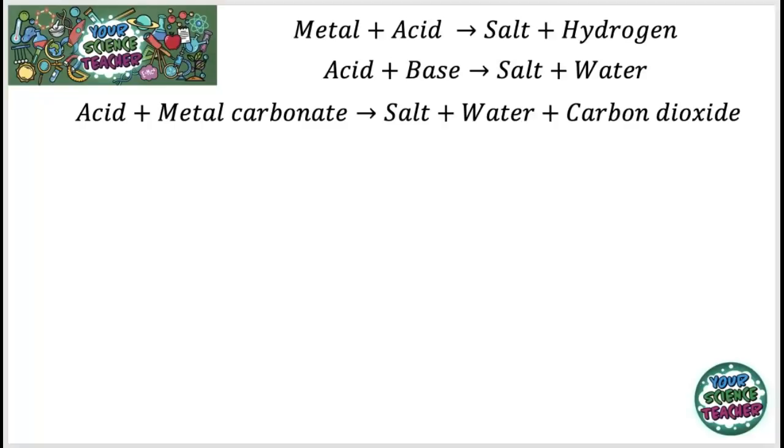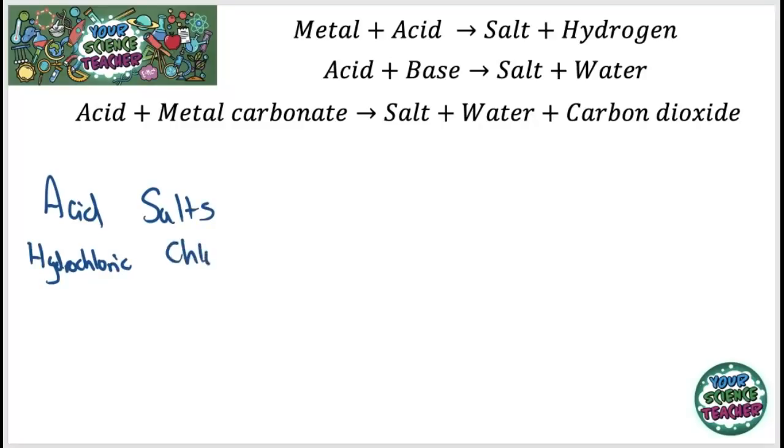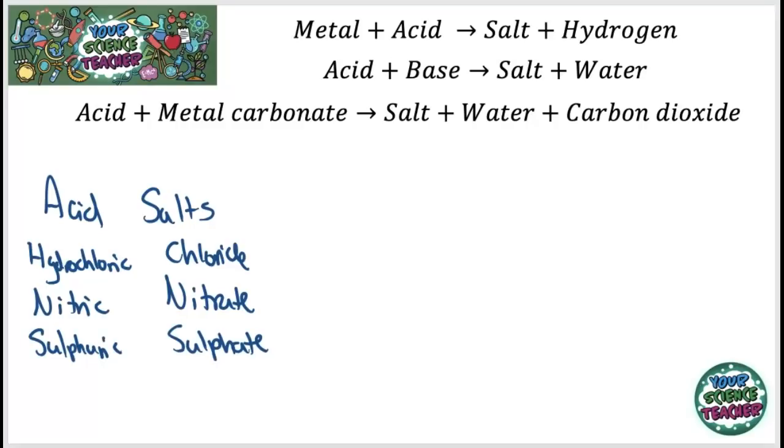Now, the hardest bit about this is naming the salt that you make, and there are a few key rules that you need to know. That is that different acids produce different salts. So if I have hydrochloric acid, I will always make a chloride salt. If I have nitric acid, I will make a nitrate salt. If I have sulfuric acid, I will make a sulfate salt. And if I have phosphoric acid, I will make a phosphate salt.